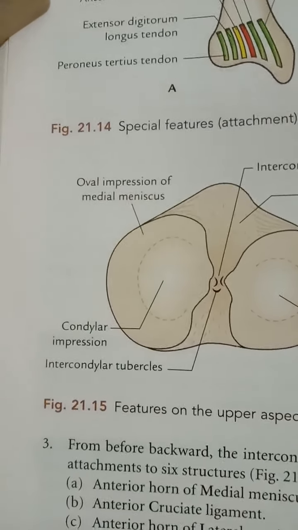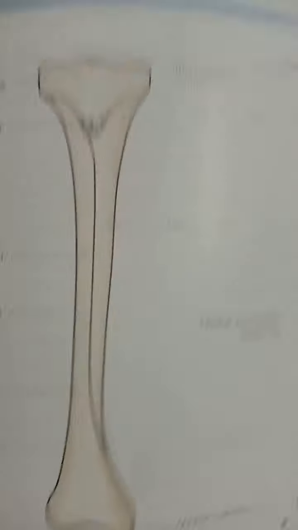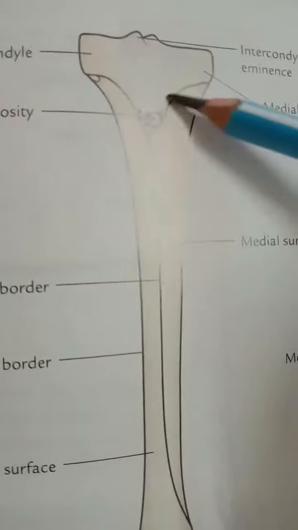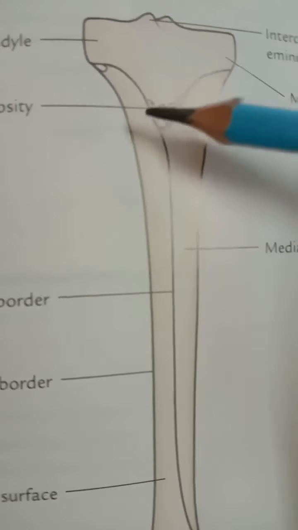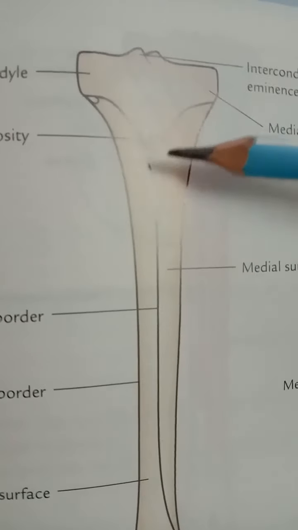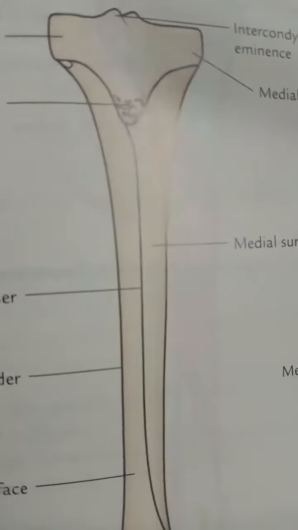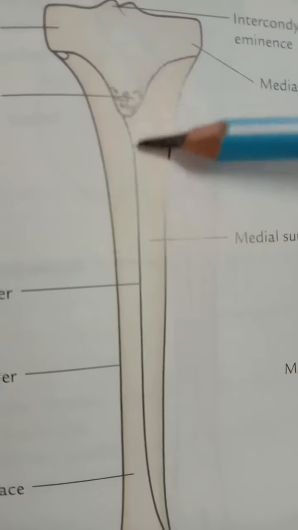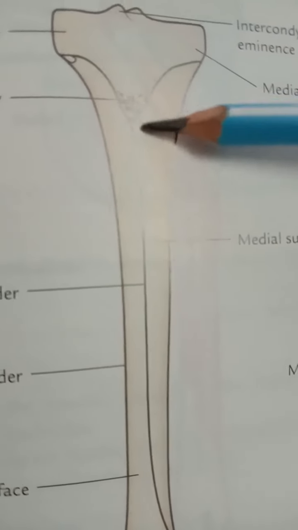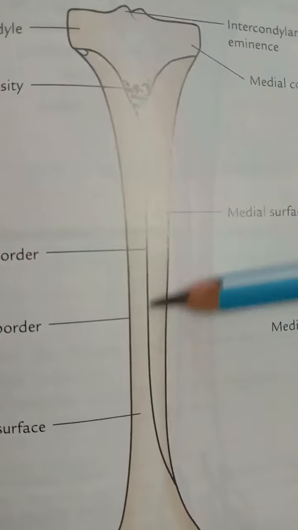Then the tuberosity of the tibia. Here in this diagram you can see the tibial tuberosity. The tuberosity of the tibia is a prominence located on the anterior aspect of the upper end of the tibia. It forms the anterior limit of the intercondylar area, and inferiorly it is continuous with the anterior border.